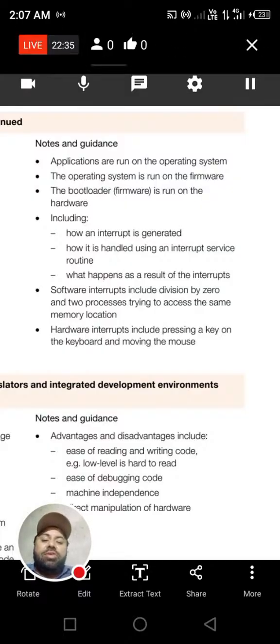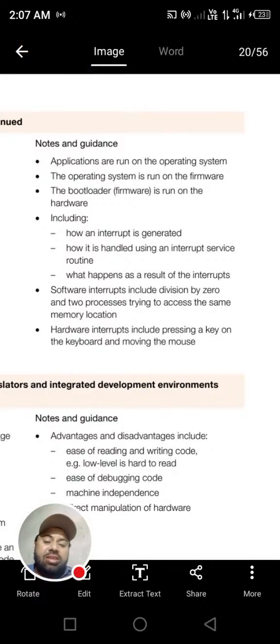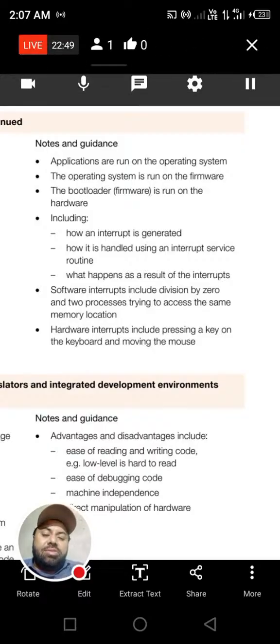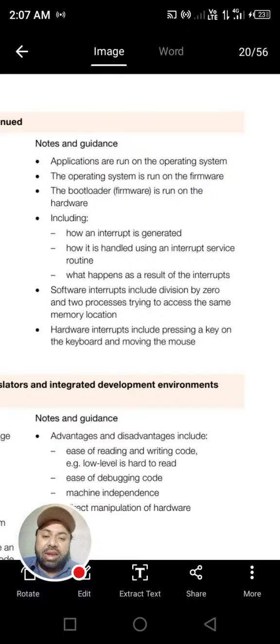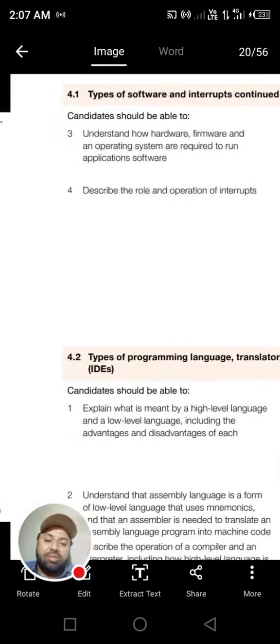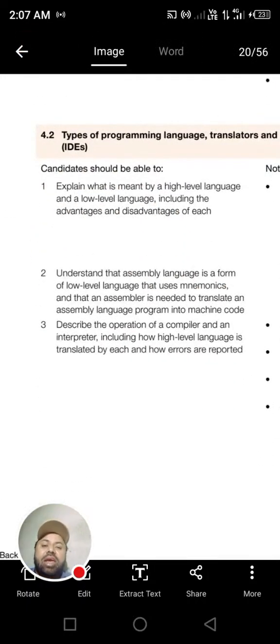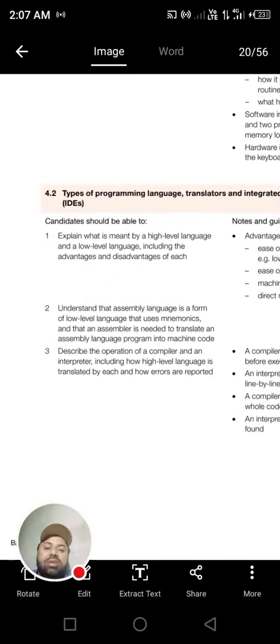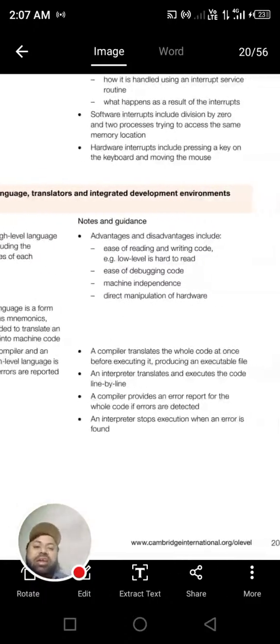Okay, so hardware interrupts include pressing a key on the keyboard and moving the mouse. If we press a key on the keyboard, just like escape or delete, or we move to another program and click it, then interrupts may occur. Okay.